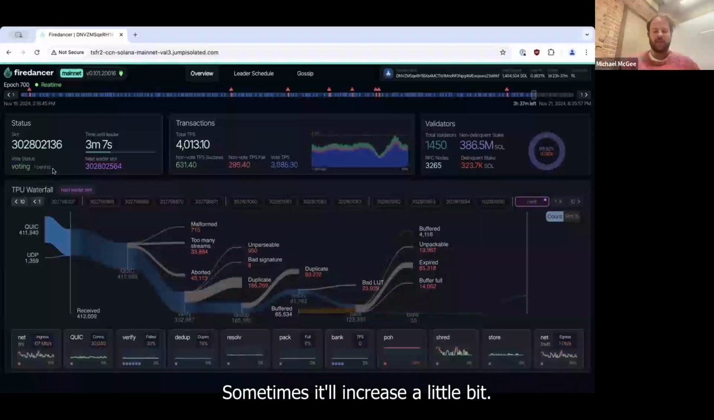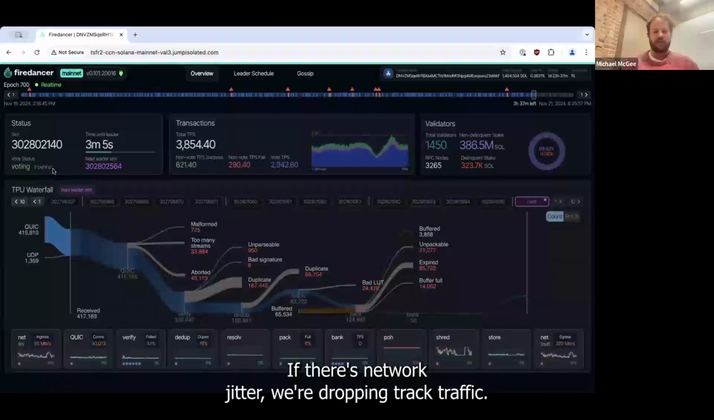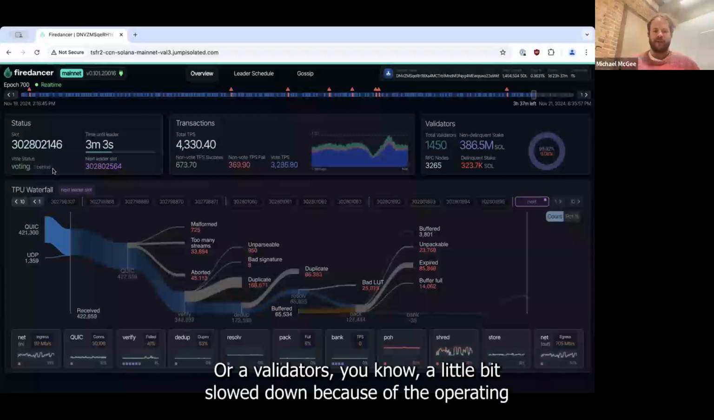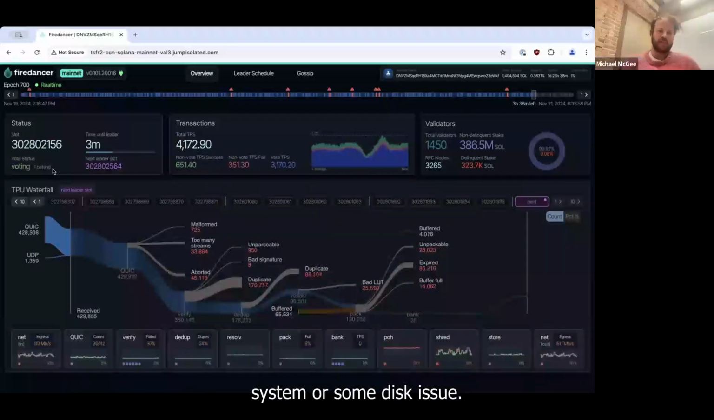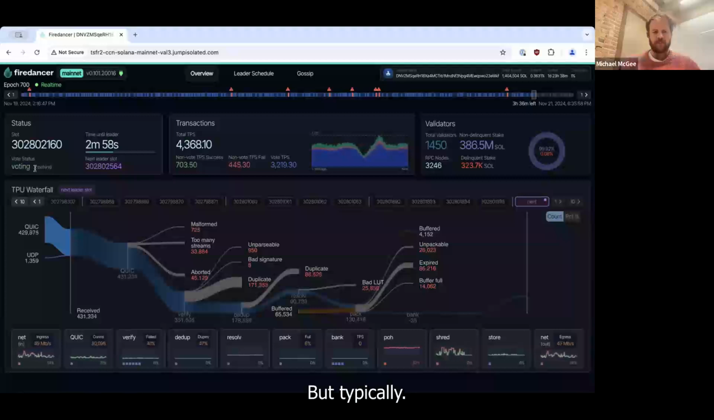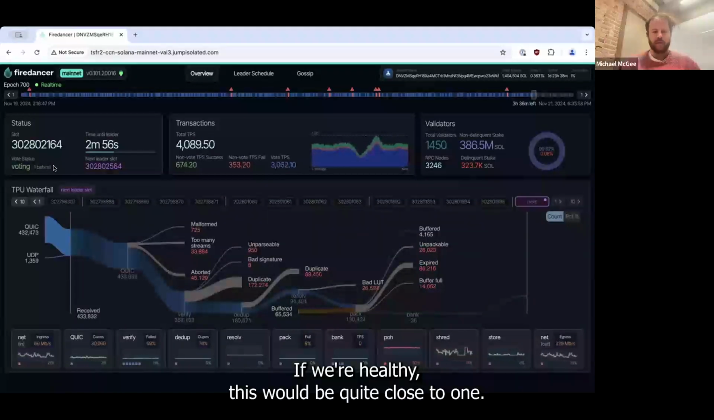Sometimes it'll increase a little bit if there's network jitter, we're dropping traffic, or our validator is a little bit slowed down because of the operating system or some disk issue. But typically, if we're healthy, this would be quite close to 1.